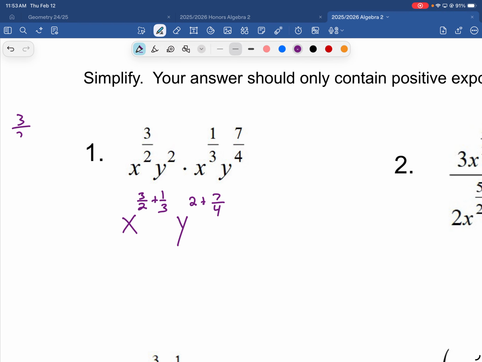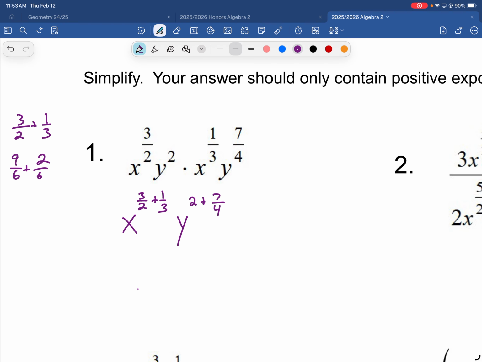Sidetrack. 3/2 plus 1/3. Common denominator. 6. 3/2 is the same thing as what over 6? 2 times what is 6? 3? 3 times 3 is 9. So 9/6 is the same thing as 3/2. What over 6 is the same thing as 1/3? 2.